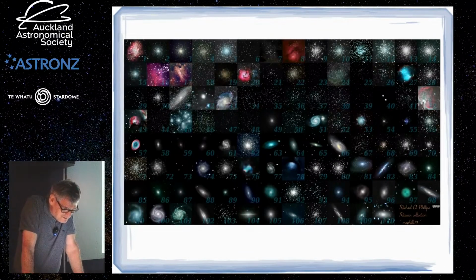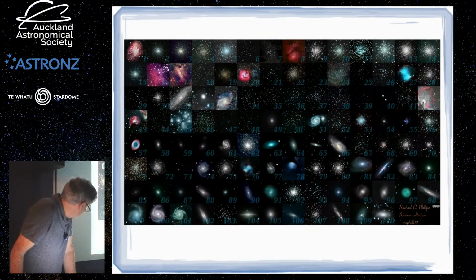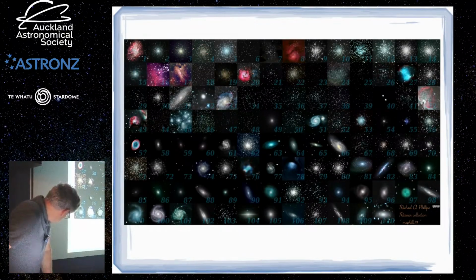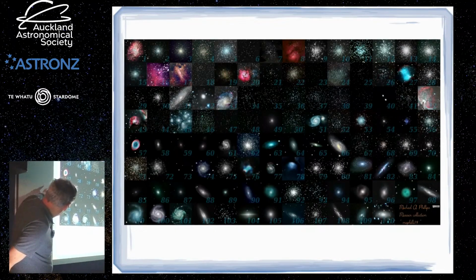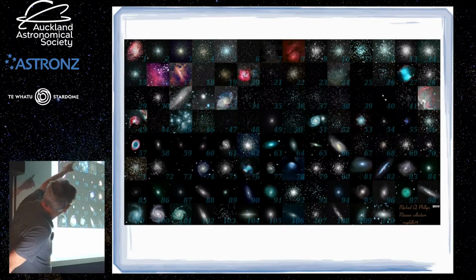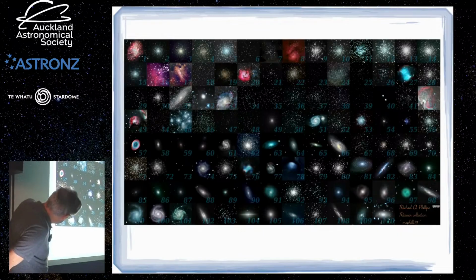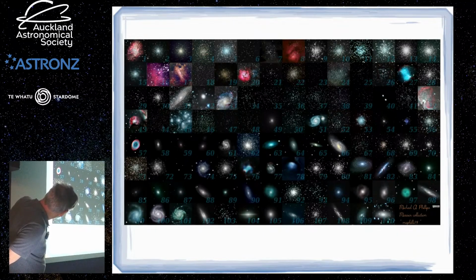Right, so these are just the images of all the objects in the catalogue. You can see there's all sorts of different things in here. There's galaxies, planetary nebulae, globular clusters, open clusters, all sorts of stuff.